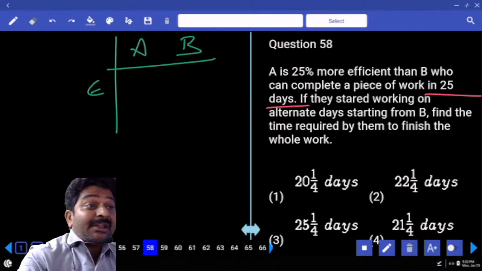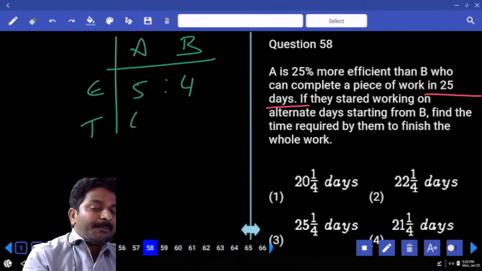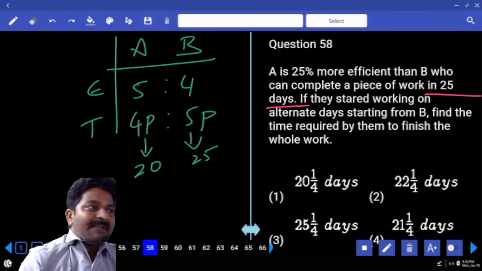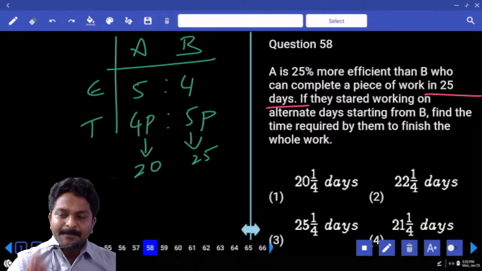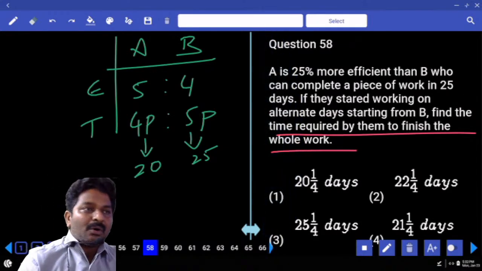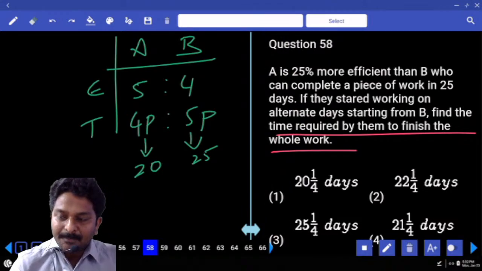Can you tell me the ratio? 5:4. Then time ratio? So 5 parts already mentioned as 25, then 4 parts must be 20. If your question is the time taken by A to complete the work, answer is done. But what is the question? Find the time required by them to finish the whole work, both together, right? Together.